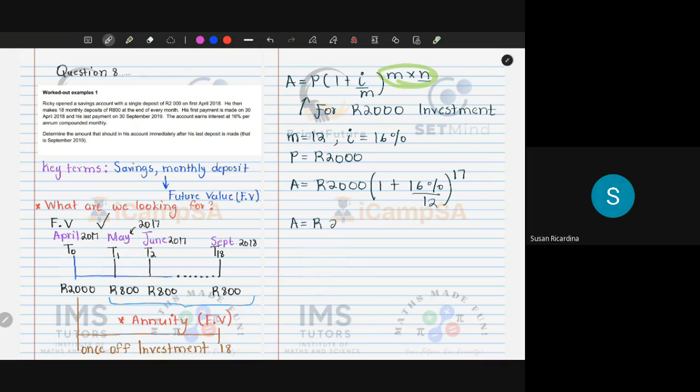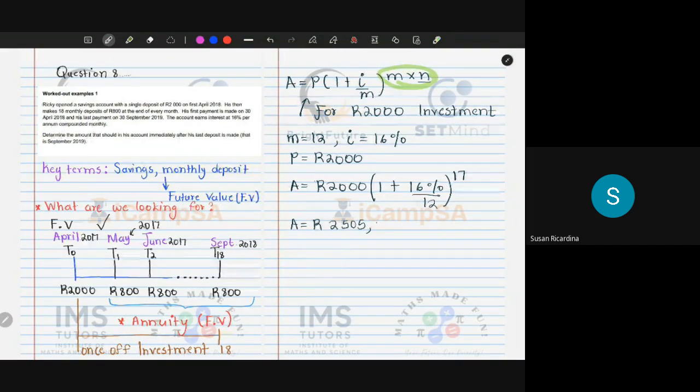2,505. 2,505. 505,068. 0.068. This seems very small. Okay, that makes sense. And then now let's go for the future value, guys.